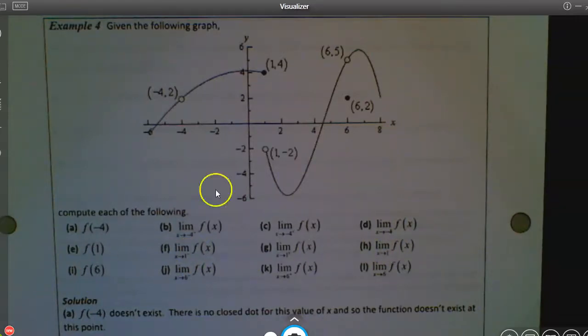One more real quick. For f of 6, you can see that f of 6 does exist. It has a y value of 2. What about as we approach 6 from the left? As I approach 6 from the left, I am approaching a y value of 5. As you approach 6 from the right, I am also approaching a y value of 5. So if you look at this one, what would the last one have to be? Since it was 5 from the left and 5 from the right, we could say that the limit as x approaches 6 in general is 5. And that would be the last one.